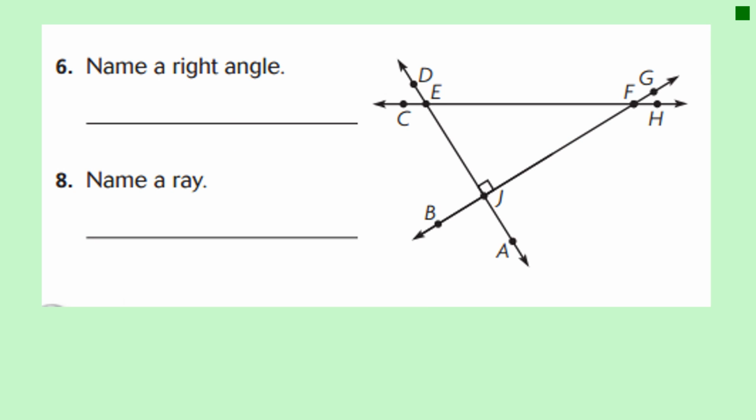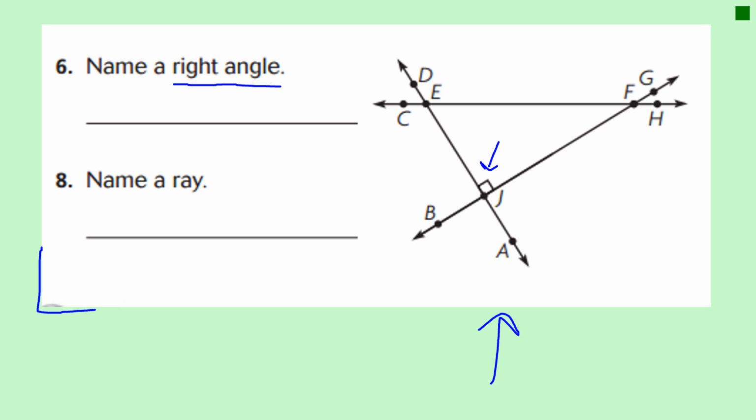Okay, let's look at number 6 and 8. The directions say use the figure for 5 through 8. So the figure is right here. All of these intersecting lines. So for number 6, it says name a right angle. Well, we just talked about right angles, didn't we? We said that the corners of this white box were right angles. Okay, so I'm going to look at this figure. I see some obtuse, acute. Oh, but look what I noticed right there.